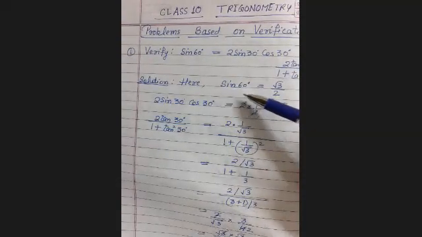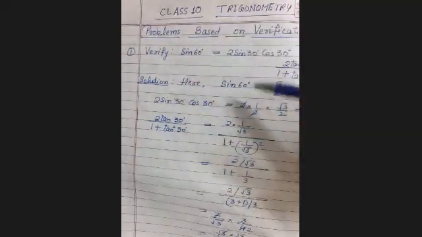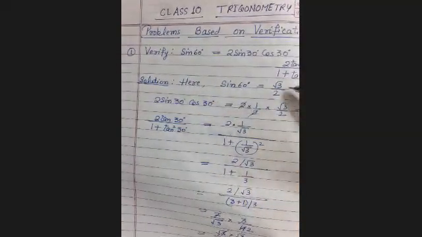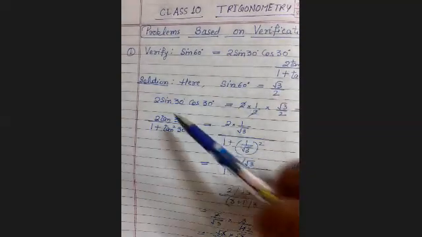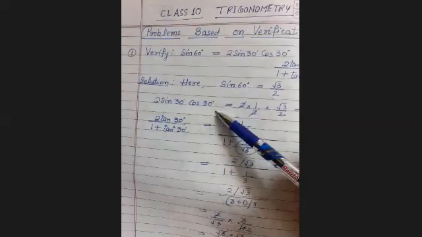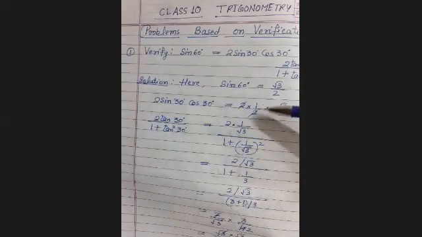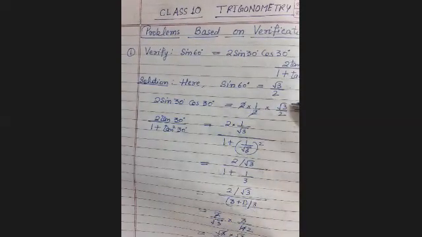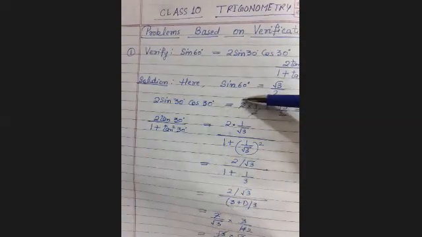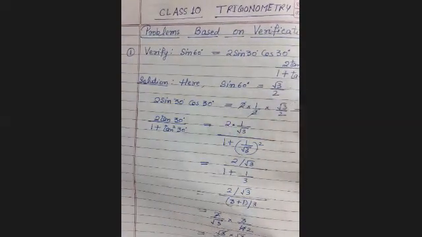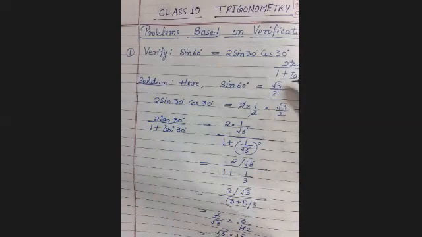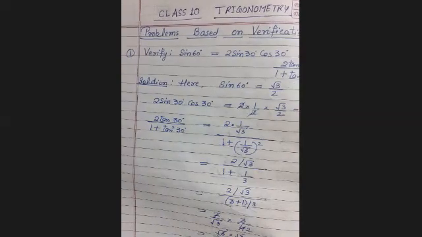We know that sine 60 value in the trigonometric table is root 3 by 2. That's why we have to leave it as it is. Now, 2 sine 30 cos 30. Value of sine 30 is 1 by 2 and value of cos 30 is root 3 by 2. 2 cancel. By simplifying it, we are getting root 3 by 2. You can see it is root 3 by 2. It is also root 3 by 2.